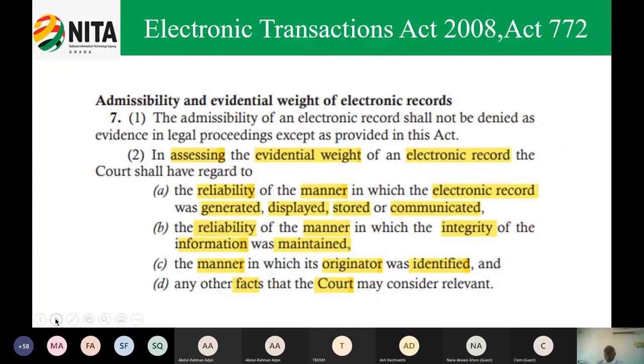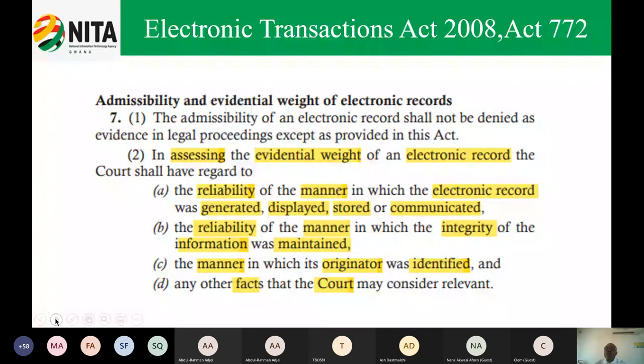And then finally, when your system is breached and you are sued and it goes to court, the litmus test is Section 7, which is the admissibility and evidential weight of an electronic record. So this is the test you'll be subjected to. Your IT infrastructure, and everybody in charge of it, will have to explain this and determine whether the person who sued wins the case or not.